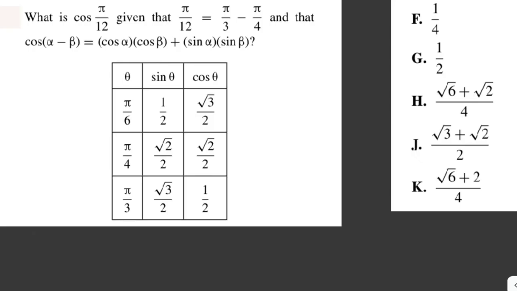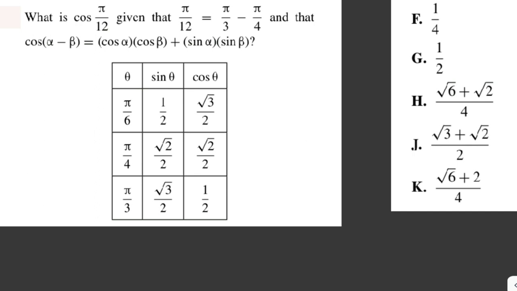What is cosine of pi over 12, given that pi over 12 is equal to pi over 3 minus pi over 4, and that cosine of alpha minus beta is equal to cosine of alpha times cosine of beta plus sine of alpha times sine of beta? So we're given here this table for the values of angle theta: pi over 6, pi over 4, and pi over 3. We're also given the corresponding values of sine theta and cosine theta.